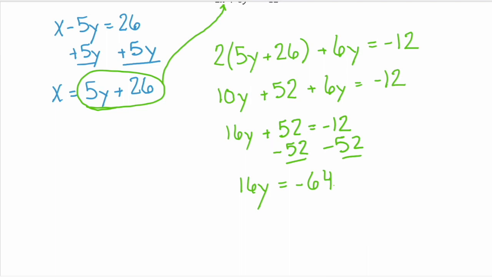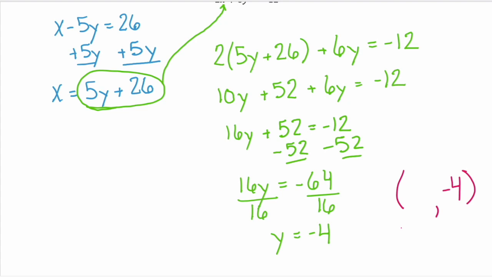And to continue solving for y, we need to divide by 16. So y equals negative 4. So I'm going to write that on the side. We know we're solving for an ordered pair. X is our first value, y is our second, so we know our second value is negative 4. So now we need to find our x value.